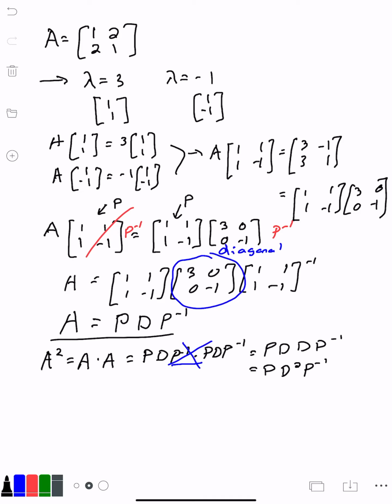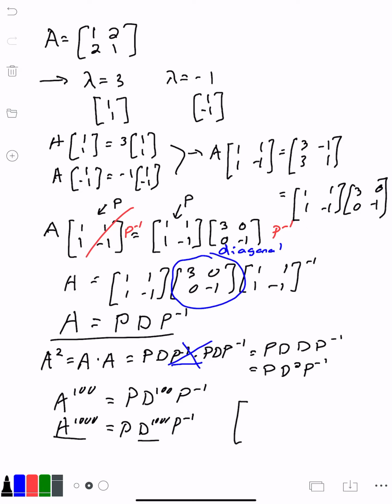And it turns out you can repeat the same thing. If you want to do, let's say, A to the 100, it's going to be P D to the 100 P inverse. And if I want A to the 1000, it's going to be P D to the 1000 P inverse. So by doing it this way, if I want to find the power of A, all I need to find the power of is this D matrix.